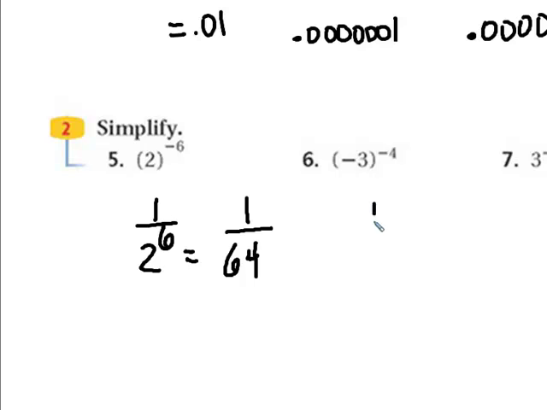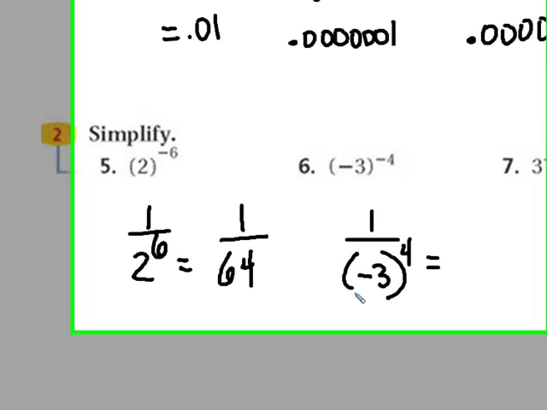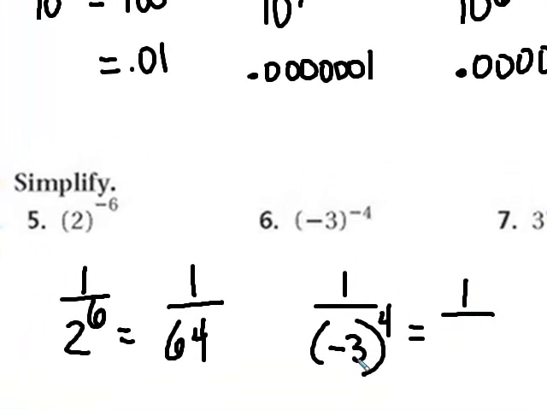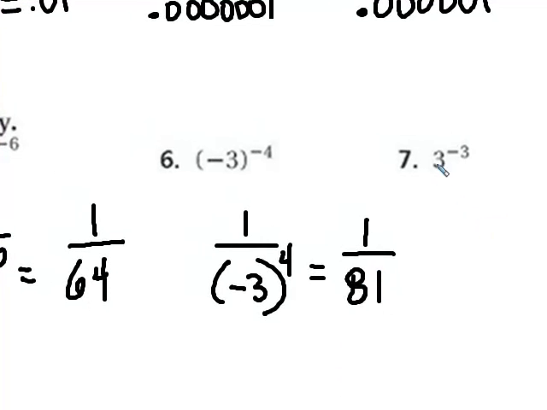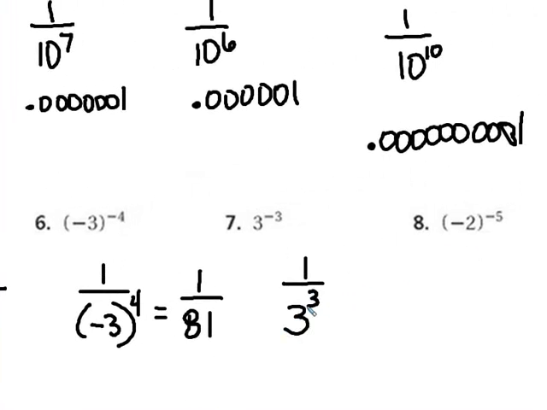Negative 3 to the negative 4, I go 1 over, I keep my base as a negative 3, and I change my exponent to the positive 4. We know a negative times a negative is a positive, times another negative is a negative, but times another negative is a positive. So this answer is going to be positive even though we started out with a negative base. Negative 3 to the 4th power is 81. 3 to the negative 3 is 1 over 3 to the positive third power, or 1 over 3 cubed. 3 times 3 times 3 is 27.